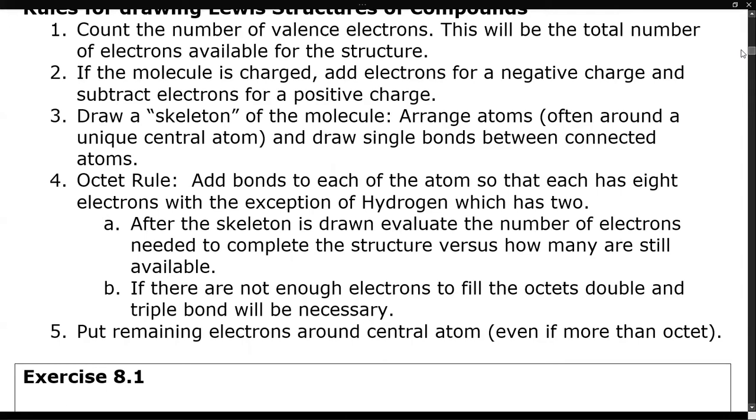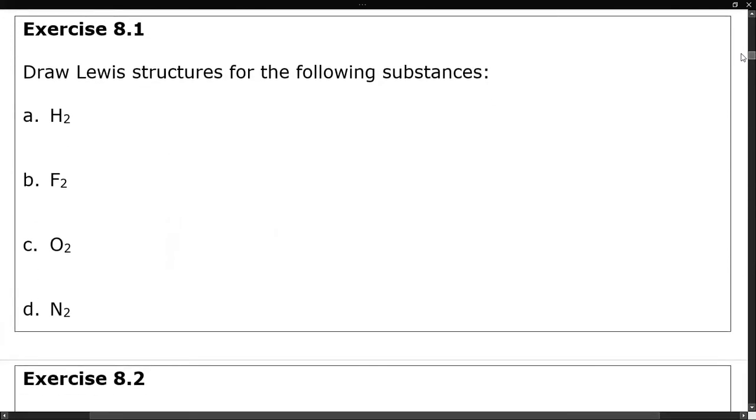So what you do is you draw your skeleton and see how many electrons are needed to complete the structure. If I have enough non-bonding electrons to do that, just add your non-bonding electrons. If there aren't enough, then you're going to add double or triple bonds. Double and triple bonds are for if you have too few electrons, not too many. Some people get that backwards and mess it up. Then put the remaining electrons around the central atom, even if there's more than an octet. We'll come back to that concept of violating the octet rule, and I'll show you some cases where that could happen. We're going to start by drawing Lewis structures for some diatomic elements so that we can get the rules down.